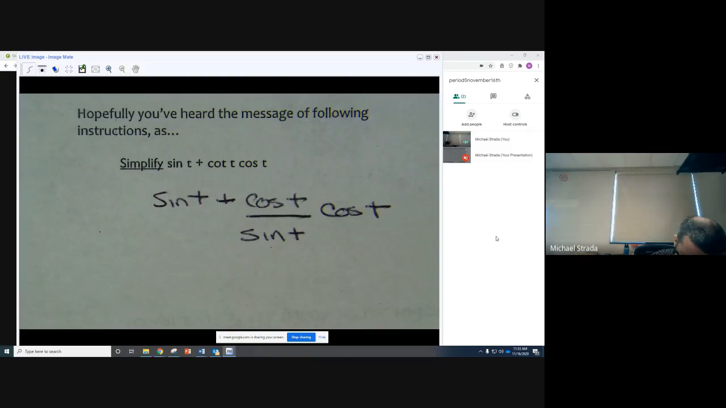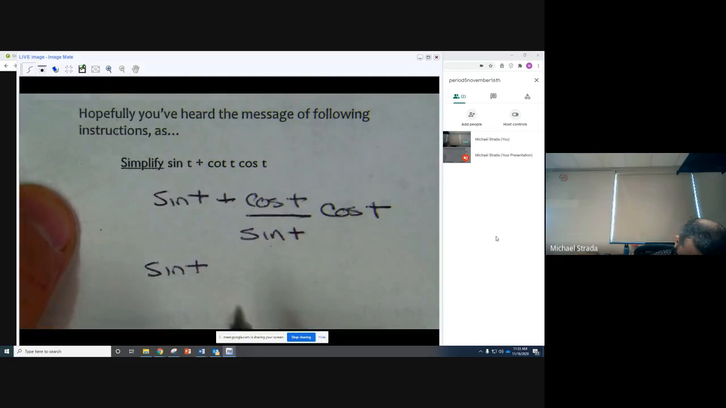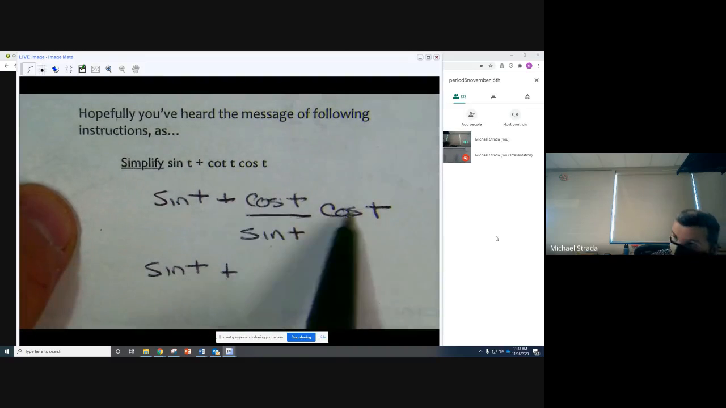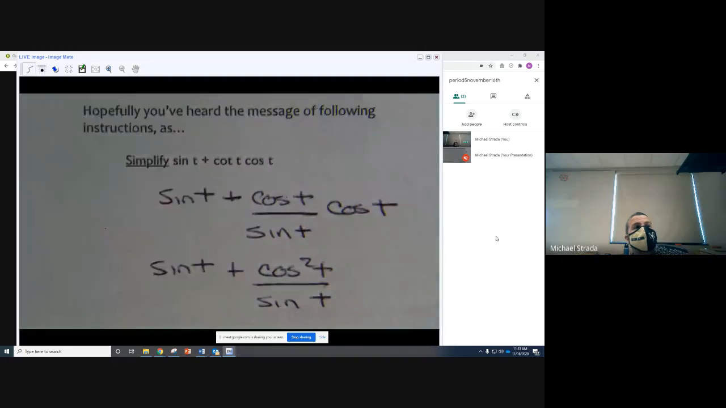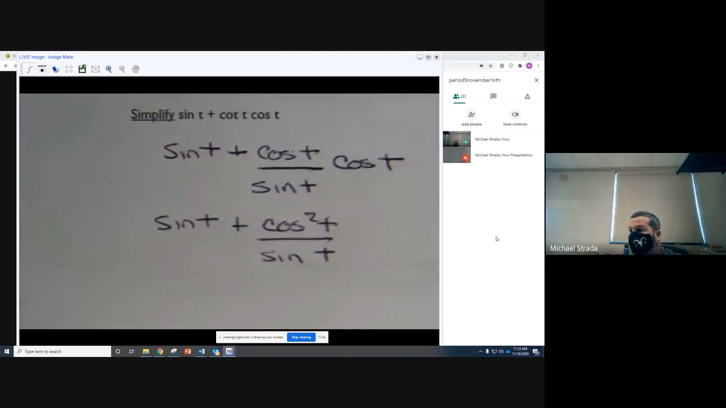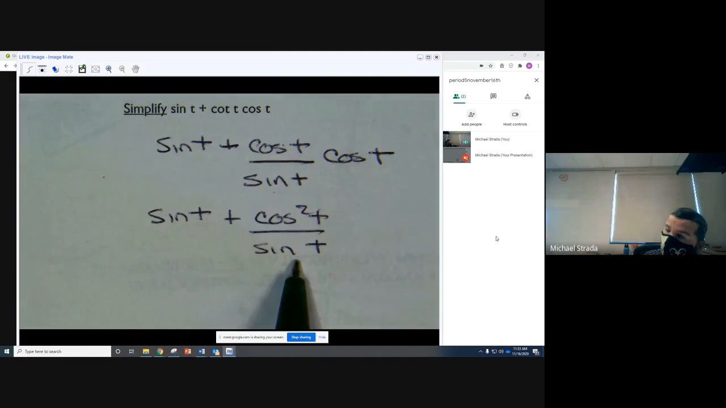Step 2 is to simplify. Well, sine t is just going to stay as sine t for the time being. But if I take a cosine and multiply by cosine, I'm going to have cosine squared t over sine t. Good? Okay.